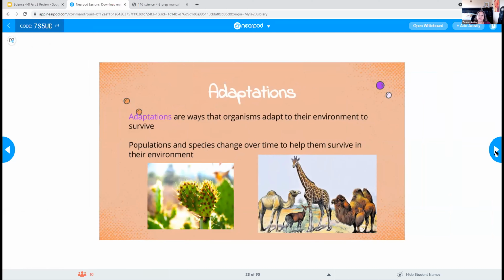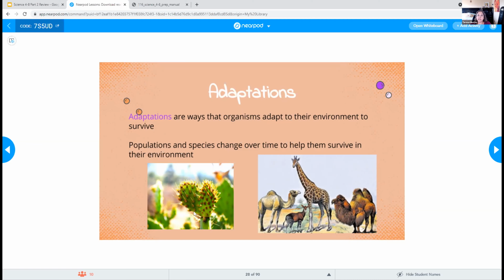So organisms, in order for them to survive, in order for them to increase their fitness, have evolved over time and have adapted to their environment. So, whatever it is that helps them survive, it's not necessarily that they grew to be like that. It's more like the organisms that survived are the ones that passed on their genes.